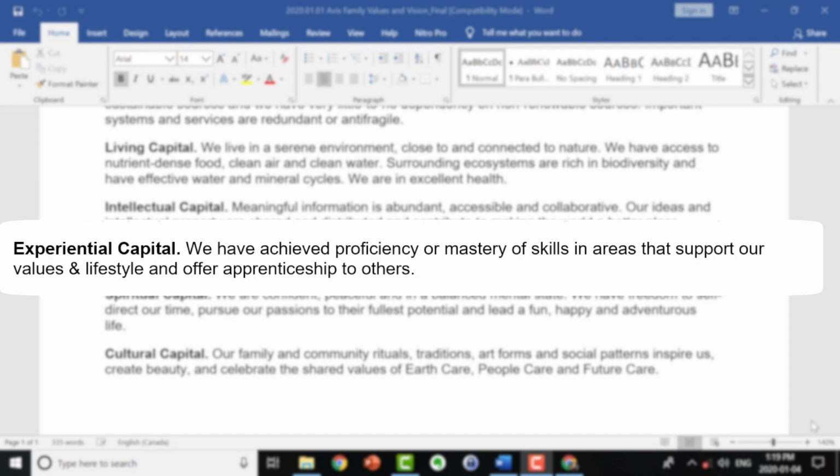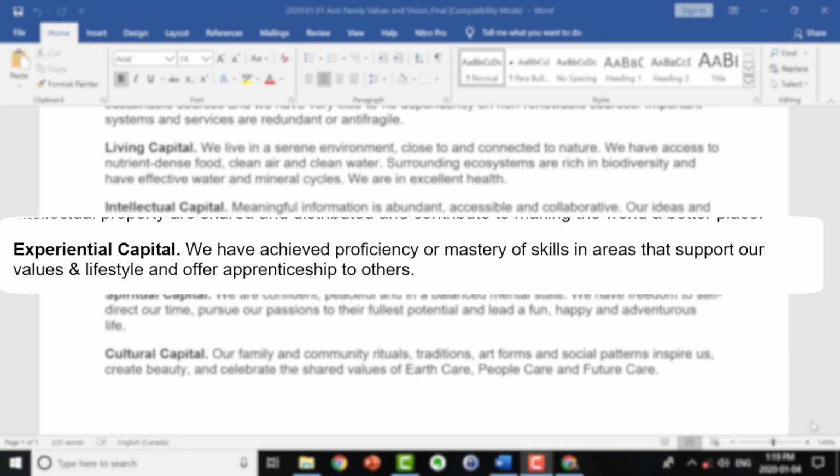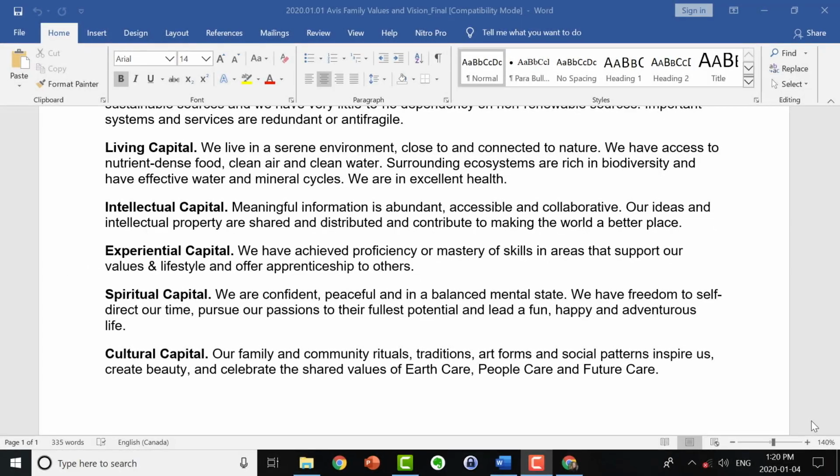Experiential capital. So we've achieved proficiency or mastery of skills in areas that support our values and lifestyle, and offer apprenticeship to others. So again, showing that we want to build that community thing. That apprenticeship was really important. There's no point having all these skills if you can't help other people to achieve the same thing. And that's really important in our quality of life. And you'll see intellectual capital is this idea of knowledge and ideas, and experiential capital is really this embodied wisdom or practical skills, right? Yeah.